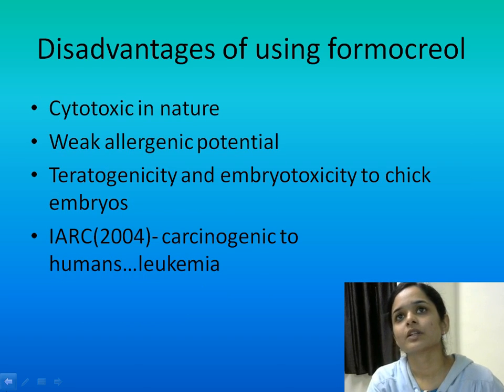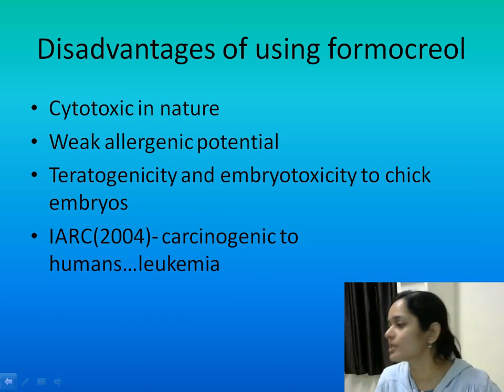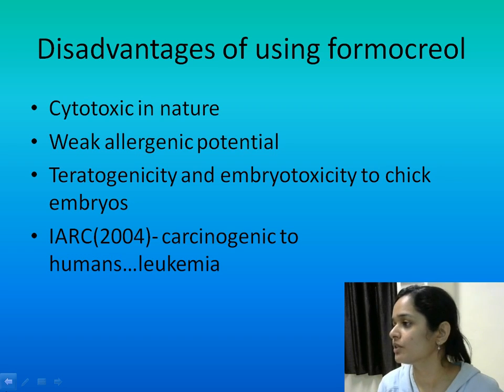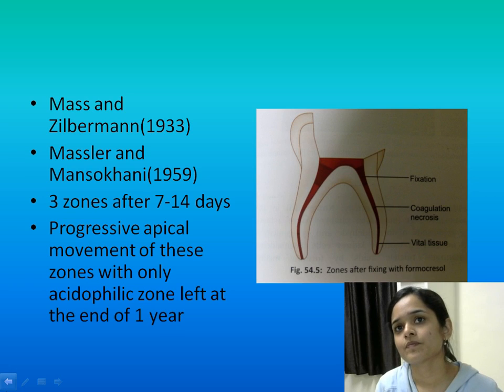Now, disadvantages of using formocresol: it is cytotoxic in nature, has weak allergenic potential, is teratogenic with embryo toxicity to chick embryos, and the International Agency for Research on Cancer has labeled it as carcinogenic to humans. It causes leukemia. So only 1/5 concentration should be used for a minimal amount of time.